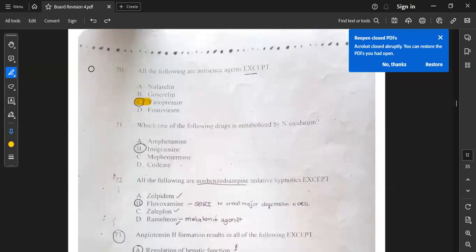Yeah, so imipramine, we're all in agreement on that question. And if someone has a nice reference, a nice photo that summarizes the various drugs and how they're metabolized, kindly share it on the group.